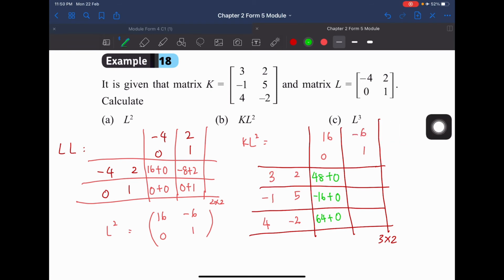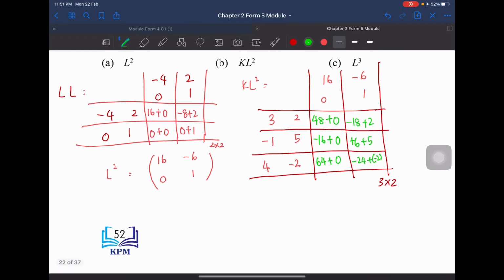3 times negative 6 is negative 18 plus 2 times 1 is 2. Negative 1 times negative 6, negative times negative is positive, 6 plus 5. And then 4 times negative 6 is negative 24 plus negative 2 times 1 is negative 2. So let's simplify all the elements. So you will get 48, negative 16, 11 in one column and 64, negative 16, negative 26. Okay, so this is KL squared.